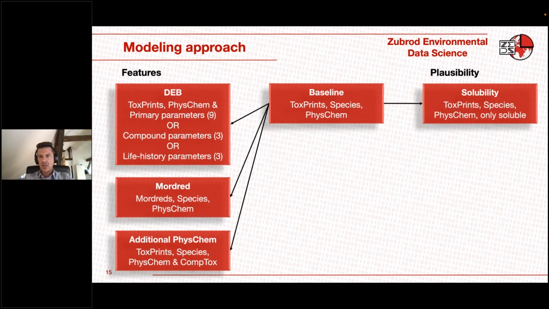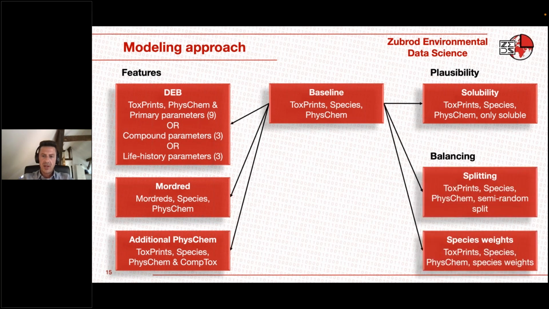Then we did some changes to the data set regarding plausibility. If we go to any ecotoxicity database, there's a lot of effect values that are actually much higher than the reported water solubility. And this was also for us the case. And so as this relationship between water solubility and effect value is so important for many models, we decided also to try a data set that was restricted to only plausible combinations of these two features or these two variables.